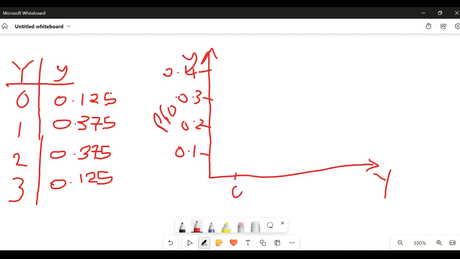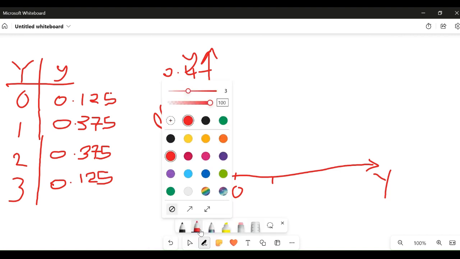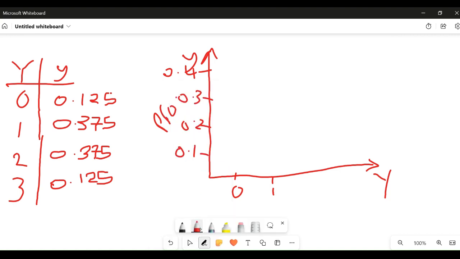And here we have 0, 1. Sorry about that. Let's write our one very clear. Let this be 1, this 2, this 3, then this 4.